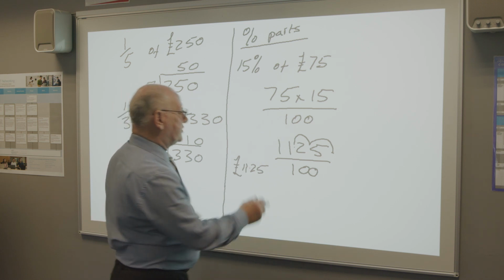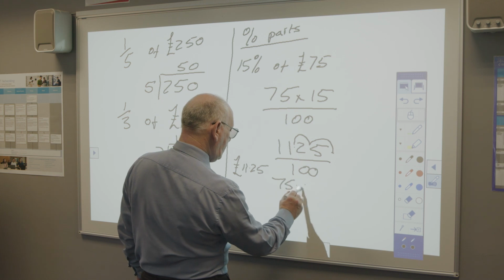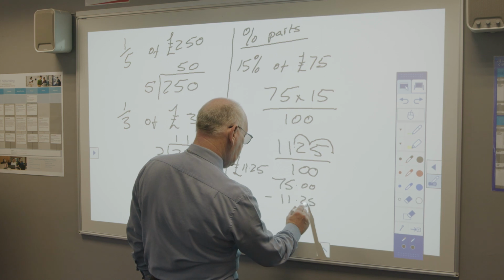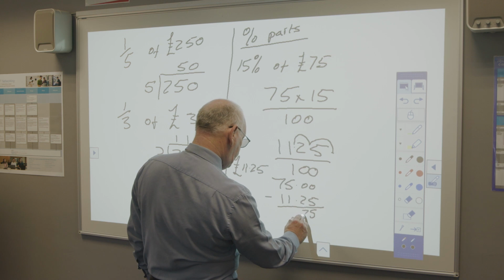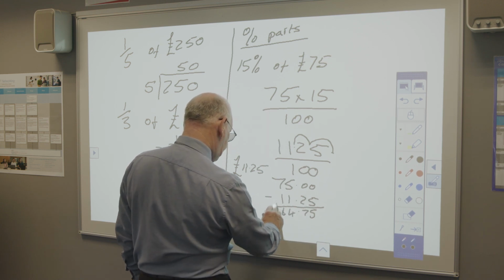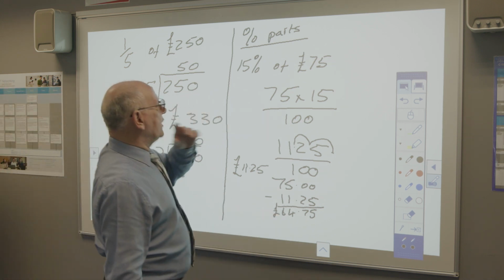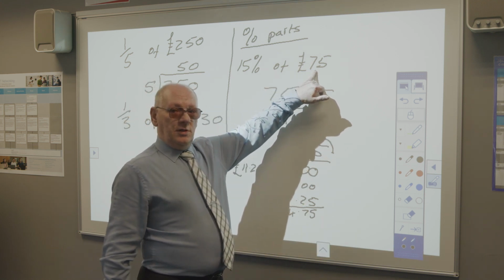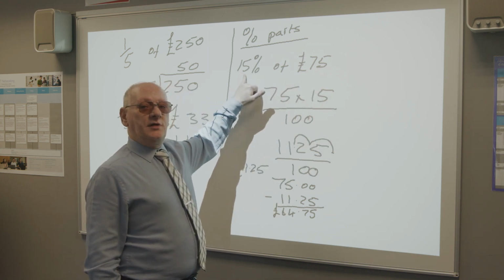So you now have to do 75 minus 11.25, which will give you £64.75. So let's recap. The coat is £75 normally, but there's a sale, and the sale gives you 15% off.